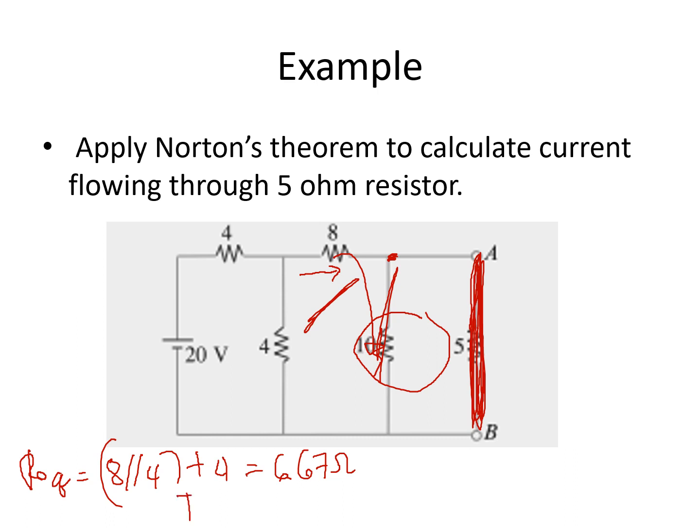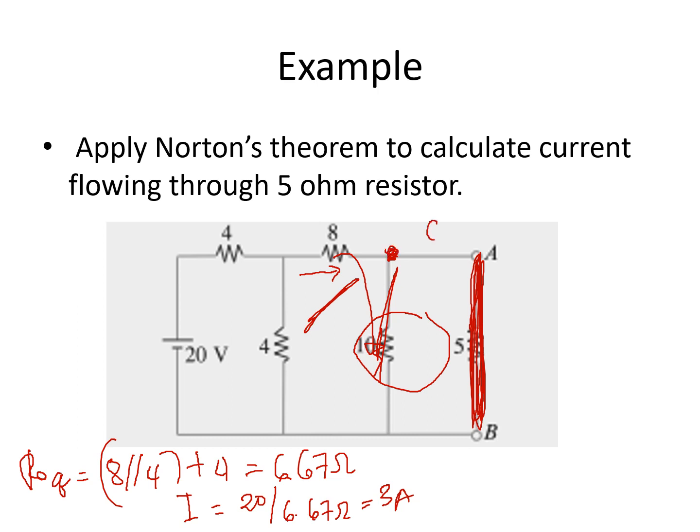So we can solve for the current. What is the current? The total voltage is 20 divided by the equivalent resistance, which is 6.67 ohms. So this is approximately equal to 3 amperes. It's 2.9999, so therefore, we can say that this is equivalent to 3 amperes.